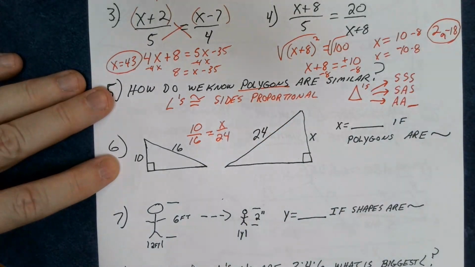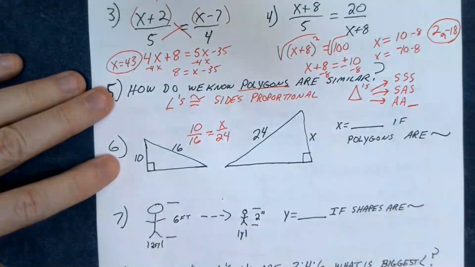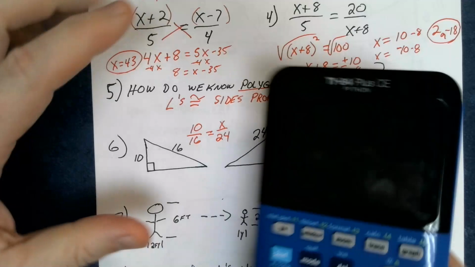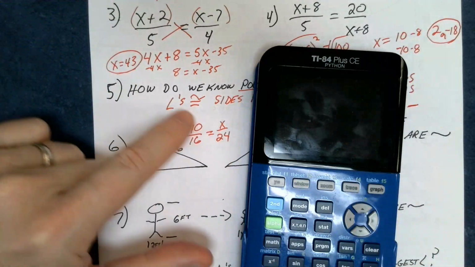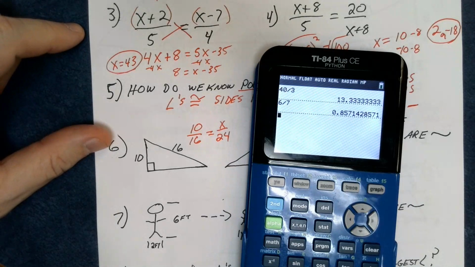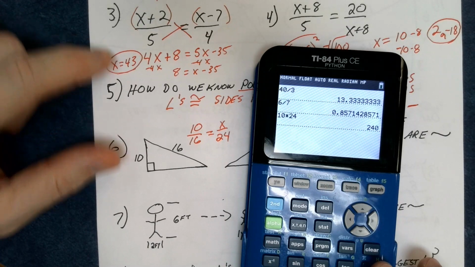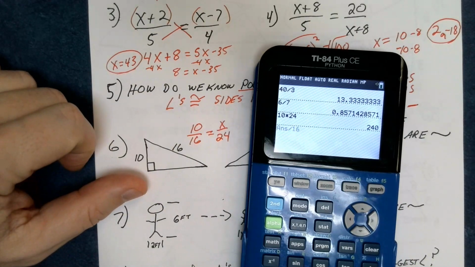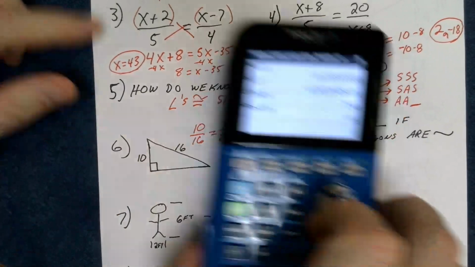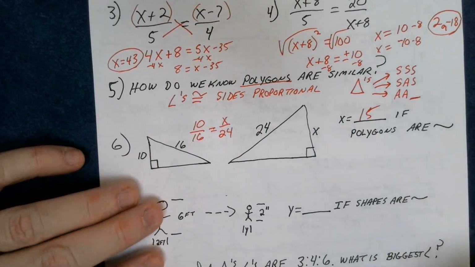And if I have that proportion, then I can solve this through cross multiplication the same way I did those ones that were up there. So I take my handy dandy little calculator, and I'm going to do 10 times 24, enter, and then that equals 16x. So then I have to divide by 16, and I get that x is equal to 15. X is equal to 15.